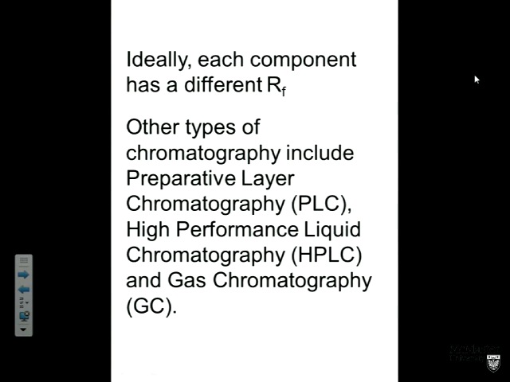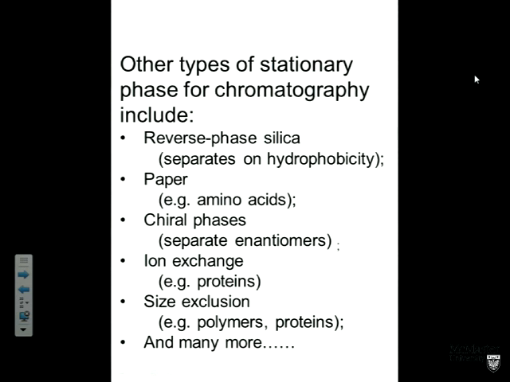There are many other types of chromatography, including preparative layer chromatography. That's where we use a thicker layer to do preparative separations. HPLC is probably something that's familiar to many of you. High-performance liquid chromatography, also called high-price liquid chromatography because it's a lot more expensive and we need a special machine. Gas chromatography, all these techniques do the same thing. They separate molecules based on how fast they travel through a stationary phase on a mobile phase.